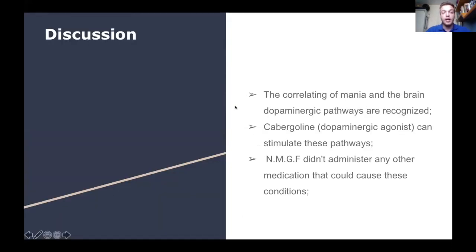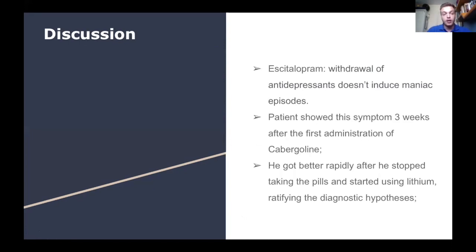The correlation of mania and the brain dopaminergic pathways is recognized. Cabergoline, a dopaminergic agonist, can stimulate these pathways. The patient didn't administer any other medication that could cause these conditions. The correct withdrawal of antidepressants, like escitalopram, doesn't induce manic episodes. Besides that, the patient showed this symptom 3 weeks after the first administration of the cabergoline. He got better rapidly after he stopped taking the pills and started using lithium, ratifying the diagnostic hypothesis.